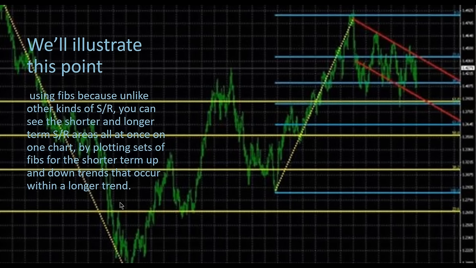So let's illustrate the point using Fibs, because unlike other kinds of support and resistance, you can see the shorter and the longer term support and resistance areas all at once on one chart by plotting sets of Fibonacci's for shorter term up and down trends that occur within a longer trend. So like I showed you on the chart for natural gas, we had three sets of Fibonacci levels on there. Now, somebody asked me, do these work for Forex? They are primarily used for Forex.